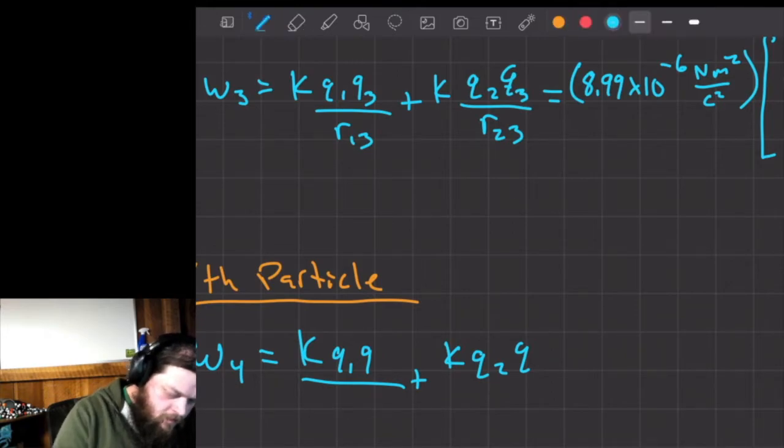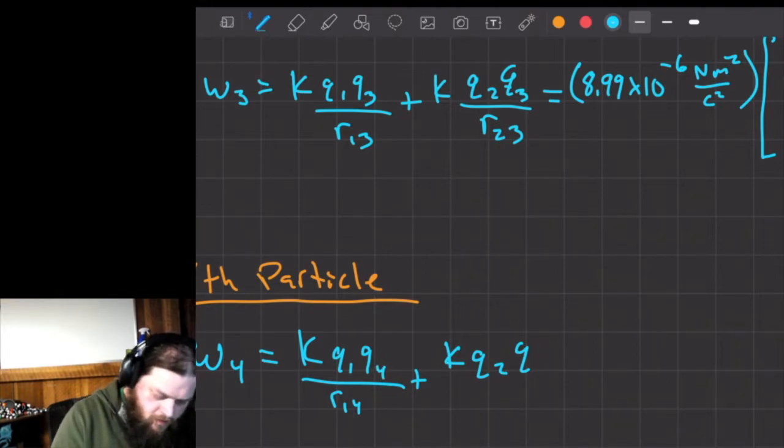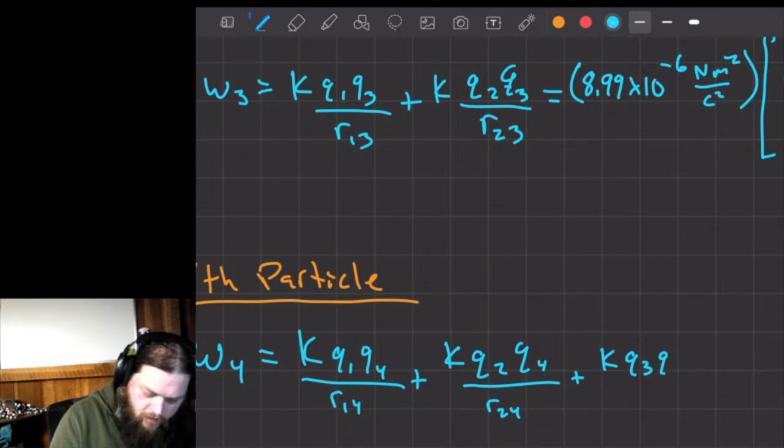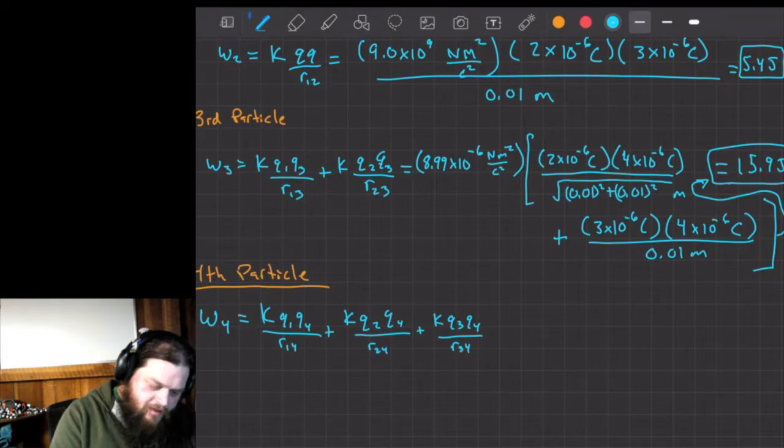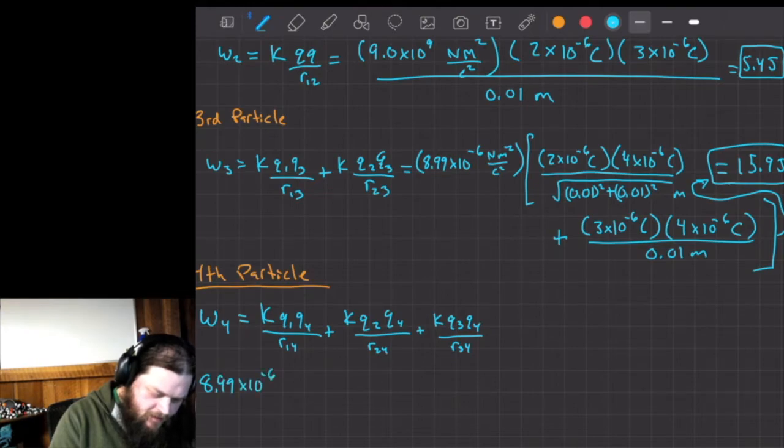R14, R24 plus K Q3 to 4 over R34. There we go. So adding up these values, I'm going to factor out that K in the front, 8.9 times 10 to the negative 6 Newton meter squared over Coulomb squared.